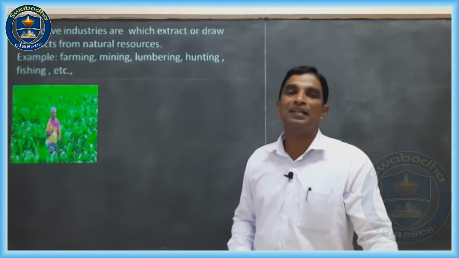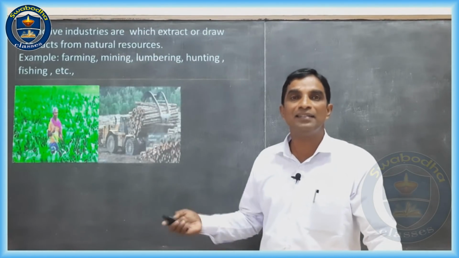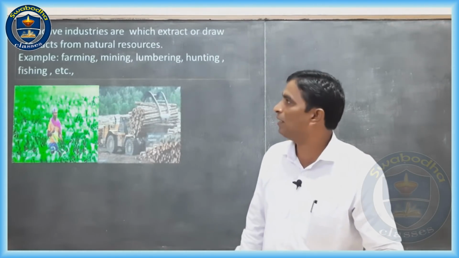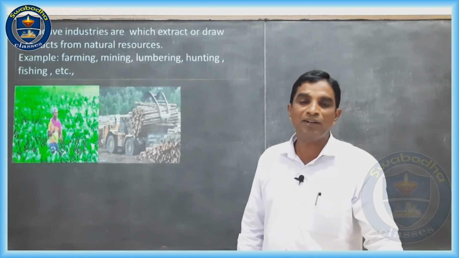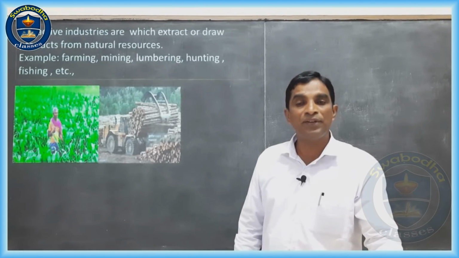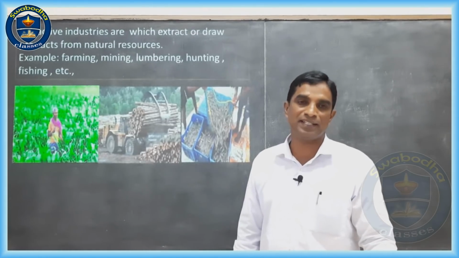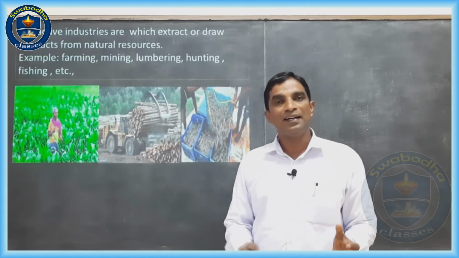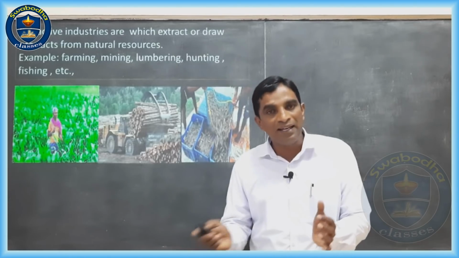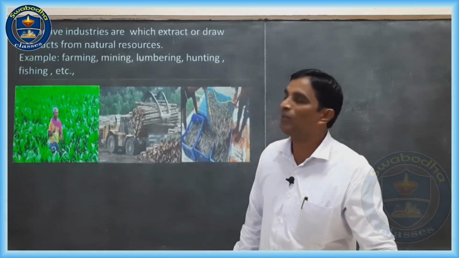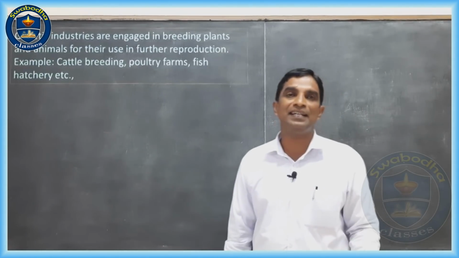See the next one. Another thing we get from nature is lumber, the lumbering industry. Like that, sometimes hunting is there, and fishing. Another industry is the fishing industry. These are the products which we are directly extracting from nature, so we call them extractive industries. Next one is genetic industries.